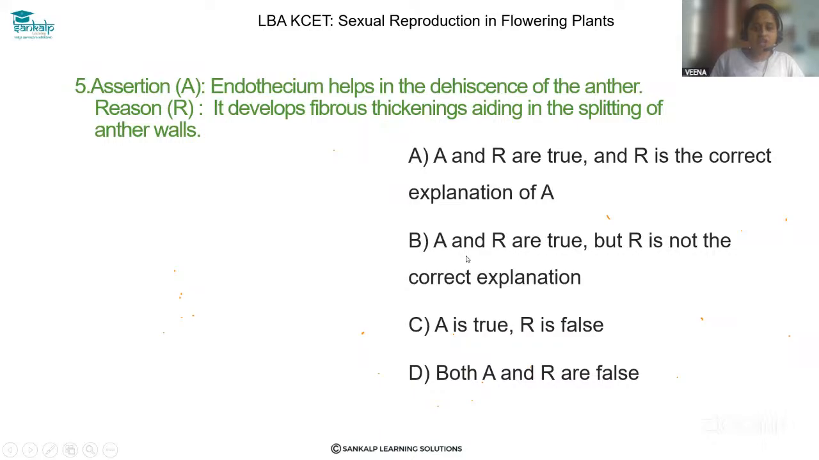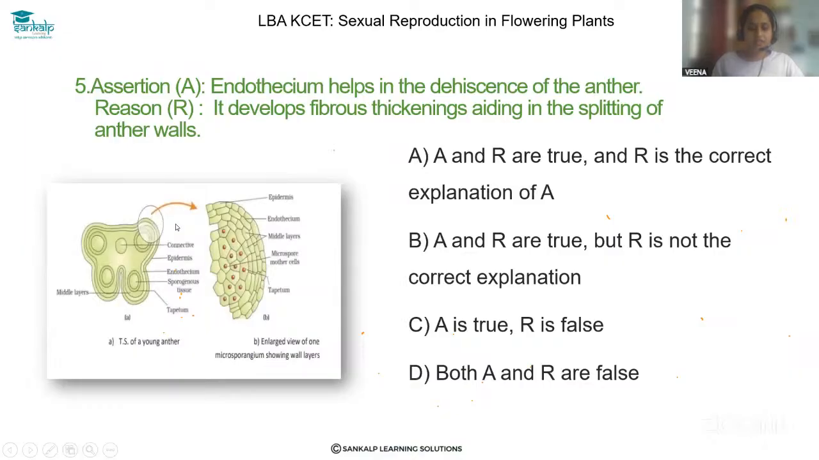Let's solve question five. Assertion: Endothecium helps in dehiscence of the anther. Reason: It develops fibrous thickening aiding in the splitting of the anther wall.